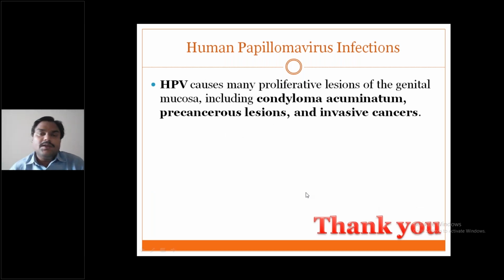And last is HPV, which causes proliferative lesions of the genitalia, including condyloma, precancerous lesions, and respiratory papillomas.